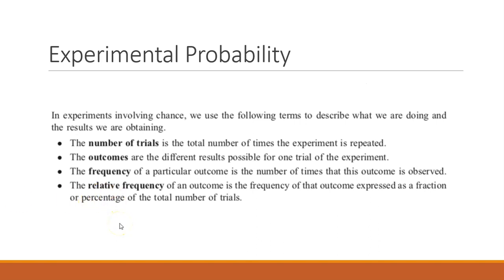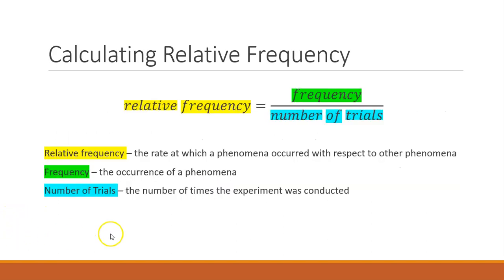And finally, we're going to learn about relative frequency. The relative frequency of an outcome is the frequency of that outcome expressed as a fraction or percentage of the total number of trials. So, putting that all together, we've got a formula: relative frequency equals frequency divided by number of trials.